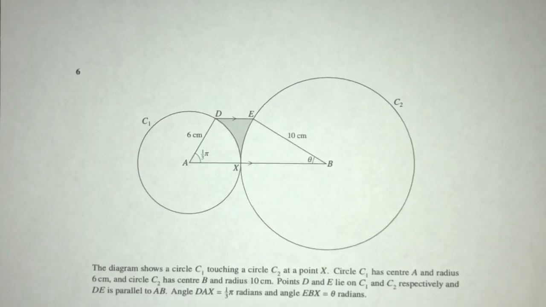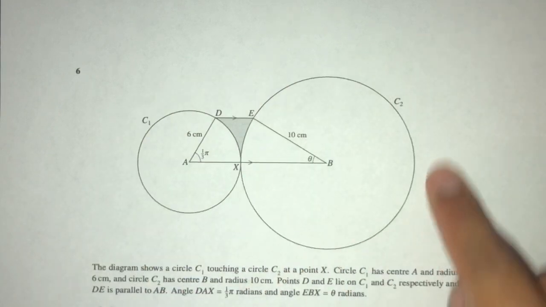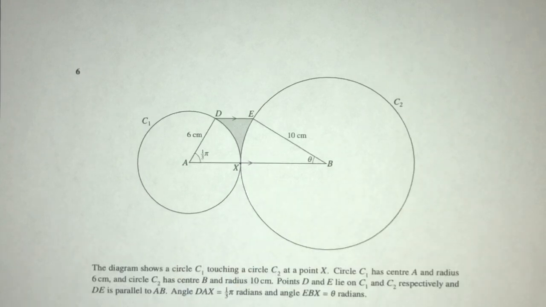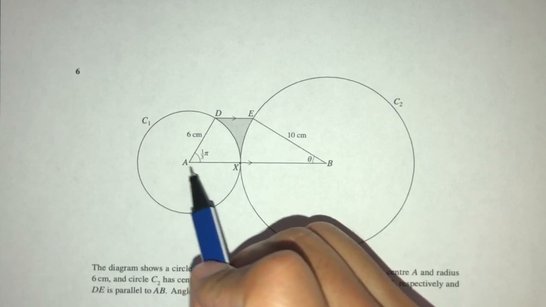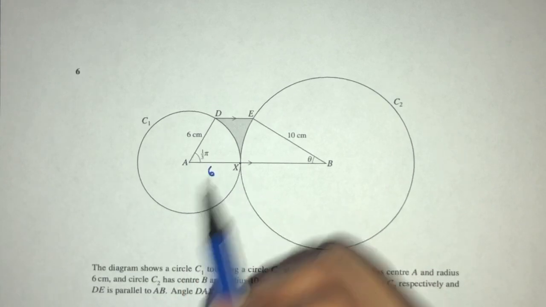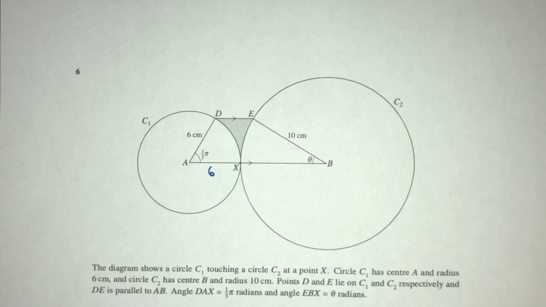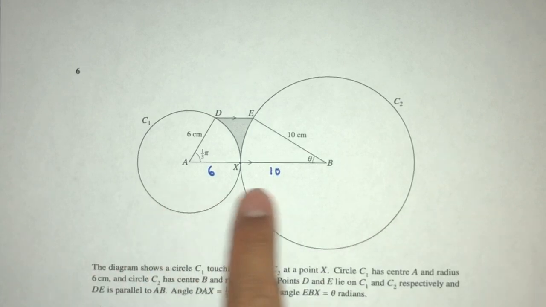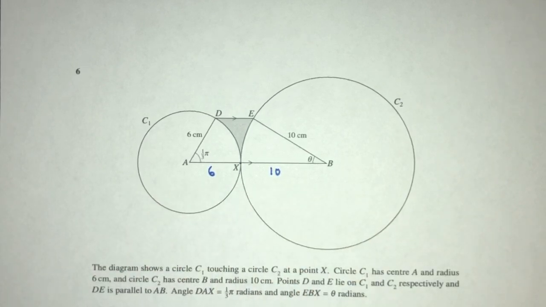The diagram shows a circle C1 touching a circle C2, so C1 touching with C2, okay, at the point of X. This is my point of X. Now C1 has center A and radius 6, which means AX is also 6, right? Now circle C2 has center B and radius 10, which means XB is also 10. But AB is 16. The whole thing here is 16, right?